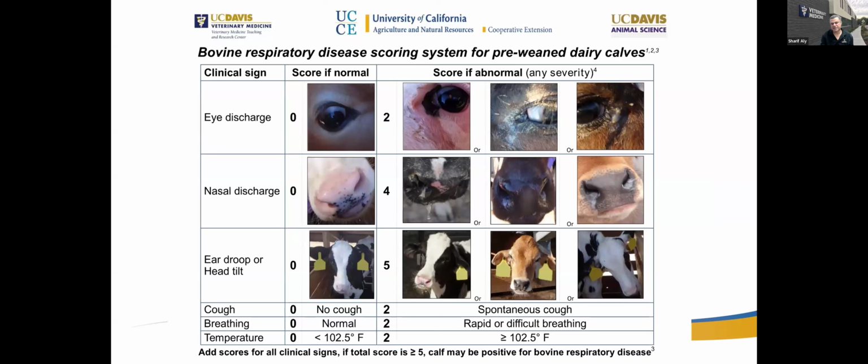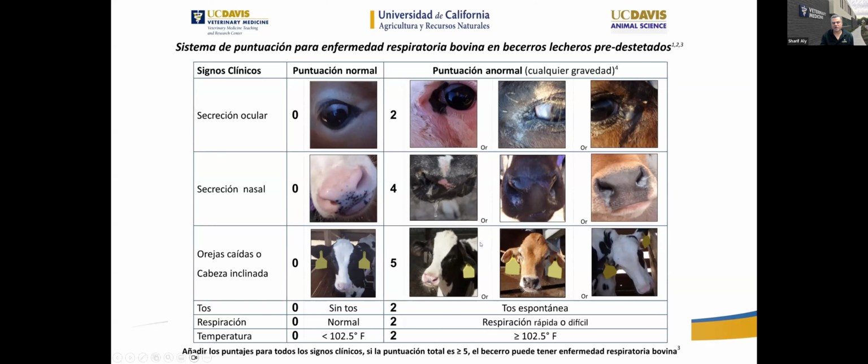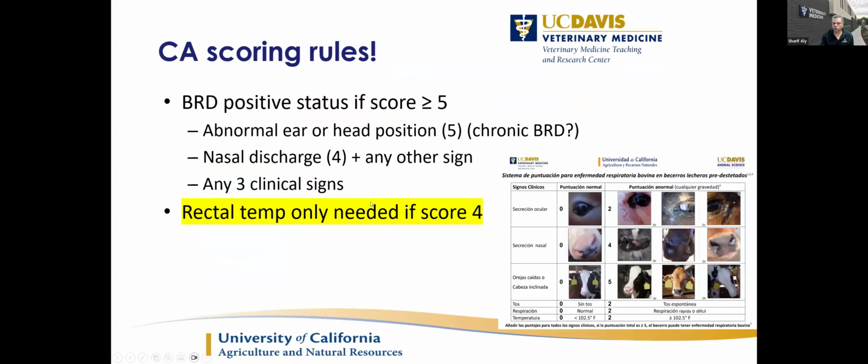So the scoring system comes into play because you want to score a subset of the calves. You won't be able to score all the calves if you have one of those big dairies, but it helps you estimate a prevalence for, as I said, a sample of the calves on the dairy. The nice thing about it, as Betsy said, is that it's a simplified scoring system. It summarizes very quickly to basically three rules: if you have an abnormal ear, if you have nasal discharge and any other sign, or any three signs, you have a BRD score positive calf.